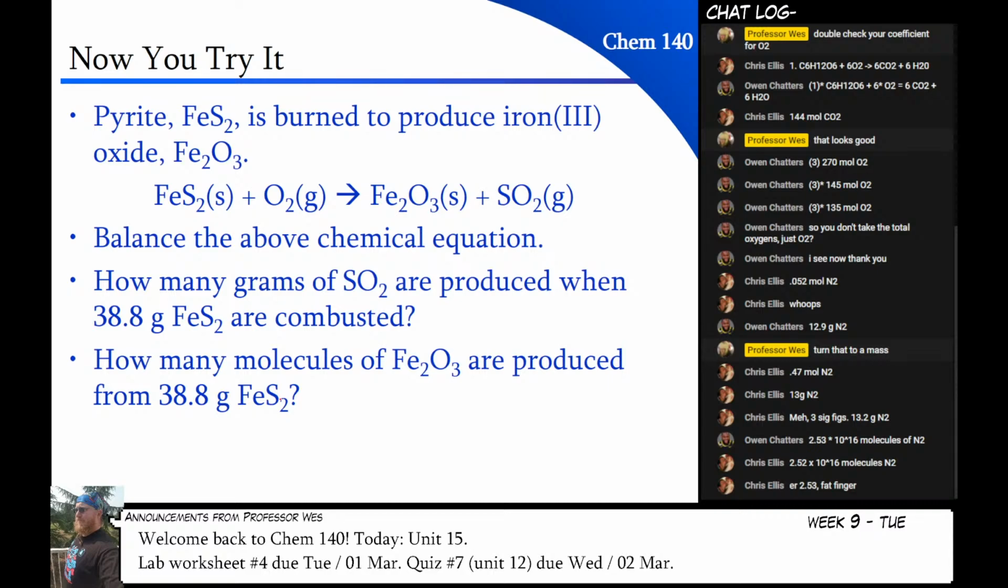Or not sulfur, I'm sorry. Sulfur dioxide do I make? And then how many molecules, specifically formula units, of Fe2O3 are produced from that same quantity? So go ahead and try these 3 problems. Balance the equation, do these 2 conversions. 5 or 6 minutes, and we'll go over the answers in just a bit.